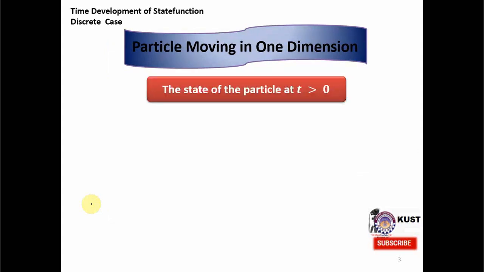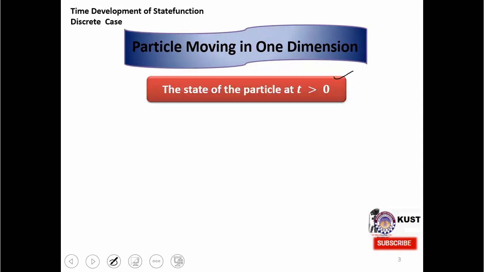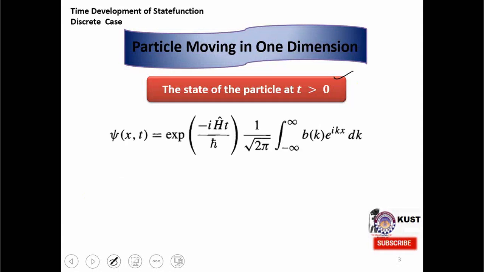So, the state of the particle at a later time, that is t greater than 0. Because here we have seen the state of the particle at the initial time when t was equal to 0, but now we are interested in the time development of this state function which was written in the continuous case, and we would like to know what is the state of the particle at t greater than 0. So, that usual procedure we will apply again over here.